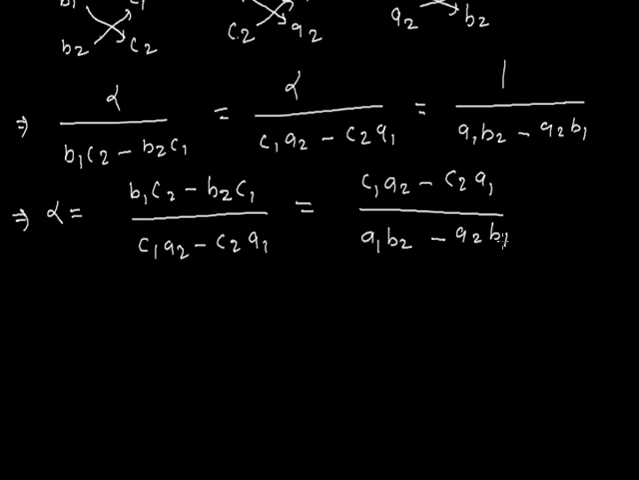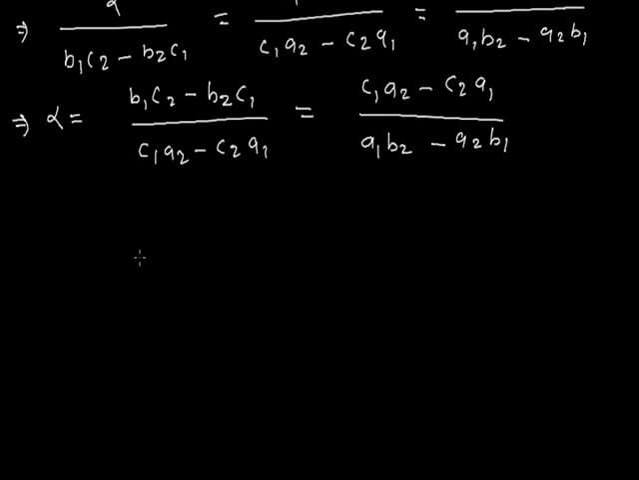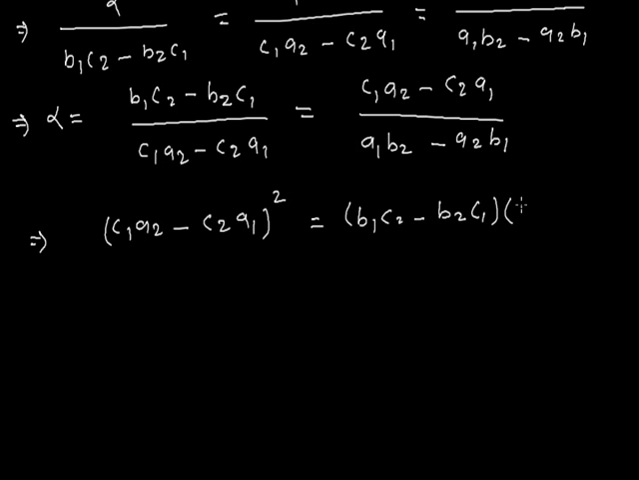We can generate a relationship from there: c1 a2 minus c2 a1, whole square, equal to b1 c2 minus b2 c1, into a1 b2 minus b1 a2.